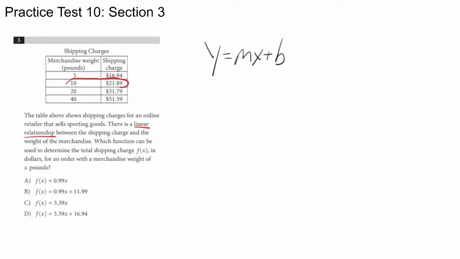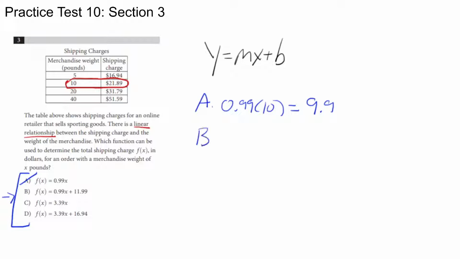So the point that stands out to me right away is here. When merchandise weight is 10 pounds, the shipping charge is $21.89. And what I'm going to do is I'm going to take that point, I'm going to plug it into my 4 equations to see which function gives me the value that I'm looking for. So if I start with answer choice A, I'm going to have 0.99 times 10, right? And I'm looking for a value of 21.89, but this is going to give me 9.9. So I know that A is not going to be my answer.